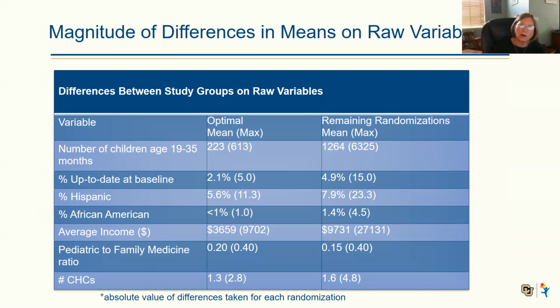So this is the final set of randomizations. And what you can see here is that in the optimal set, the possible differences between the groups are really fairly small. It's fairly well balanced. In the remaining randomizations, there can be very large differences between the two study arms in the trial.